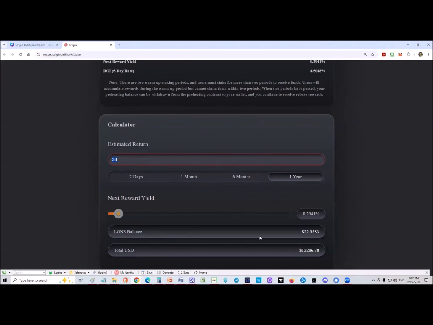The estimated return section where you see the 33, that represents your main staking wallet. 33 LGNS to start. We bring this out to a 1-year mark, again, to capture the magic of the compounding. You can see here, after 1 year's time, we started with 33 LGNS. We've allowed a full year of compounding without touching it. And we are ending with 822 LGNS.